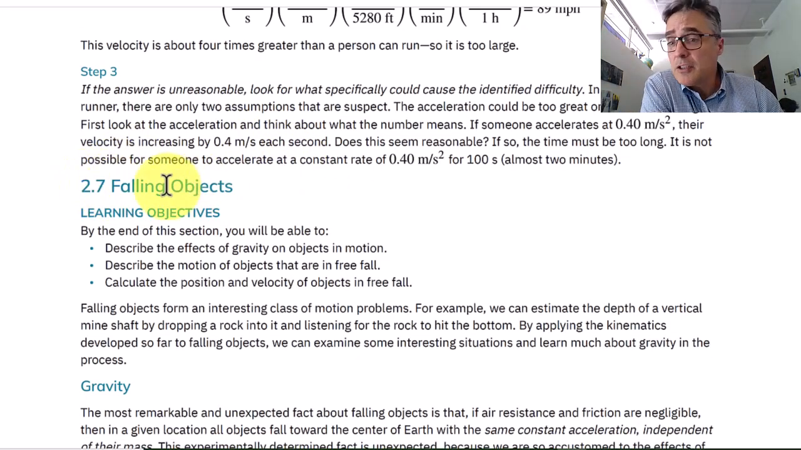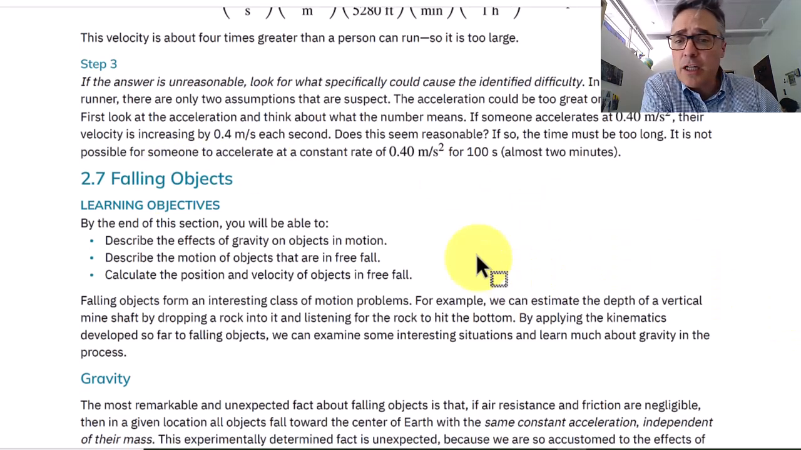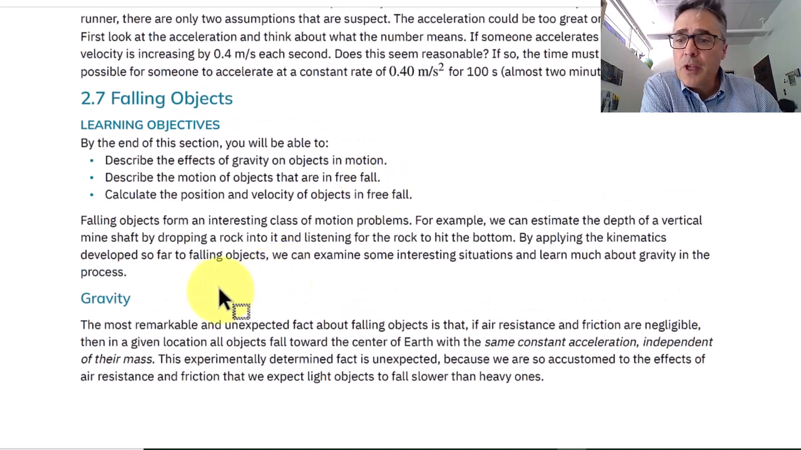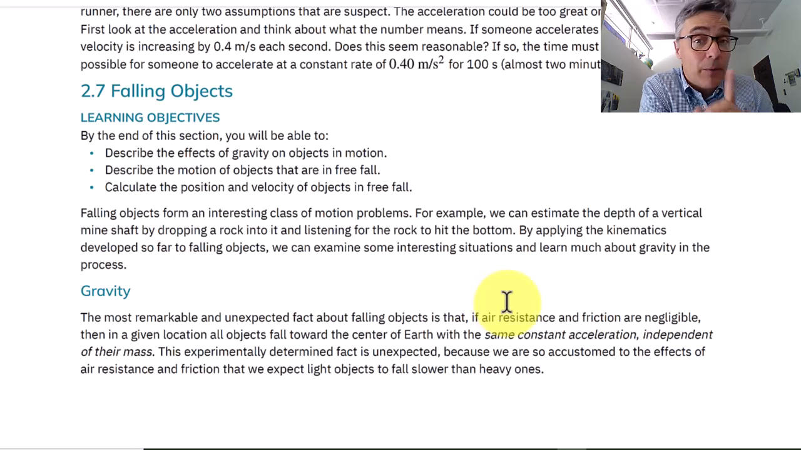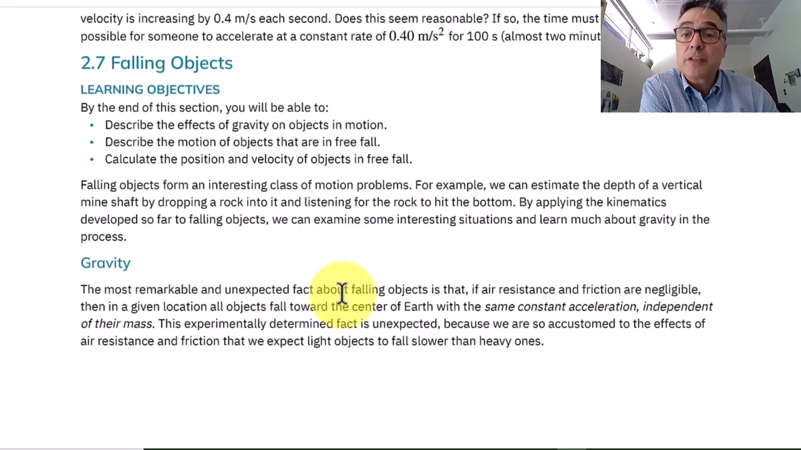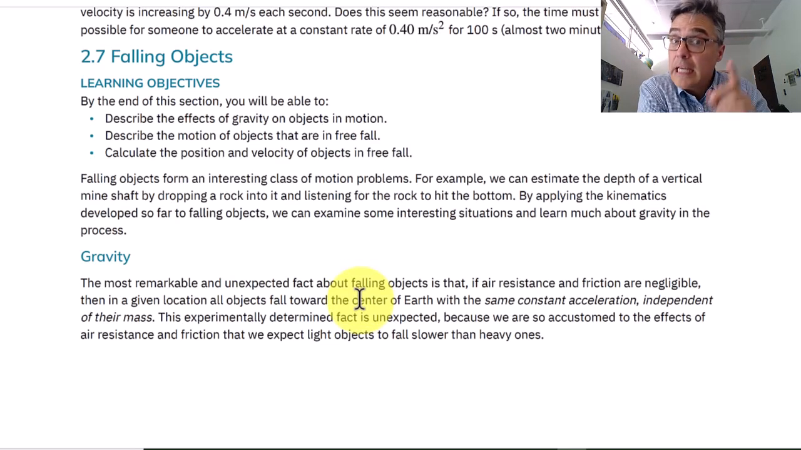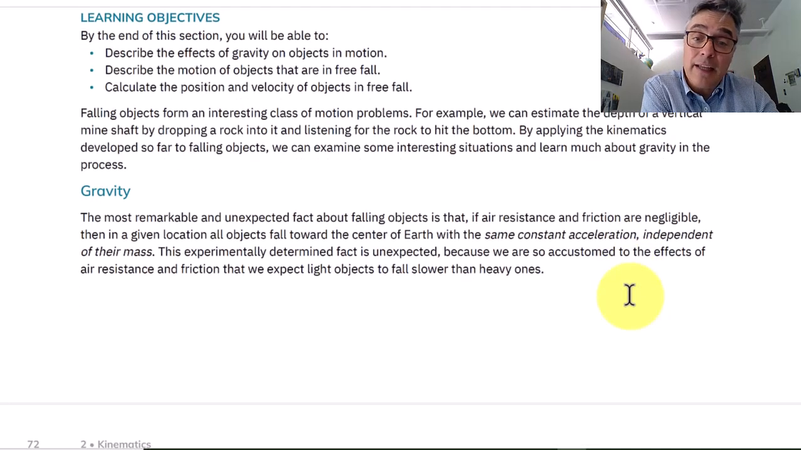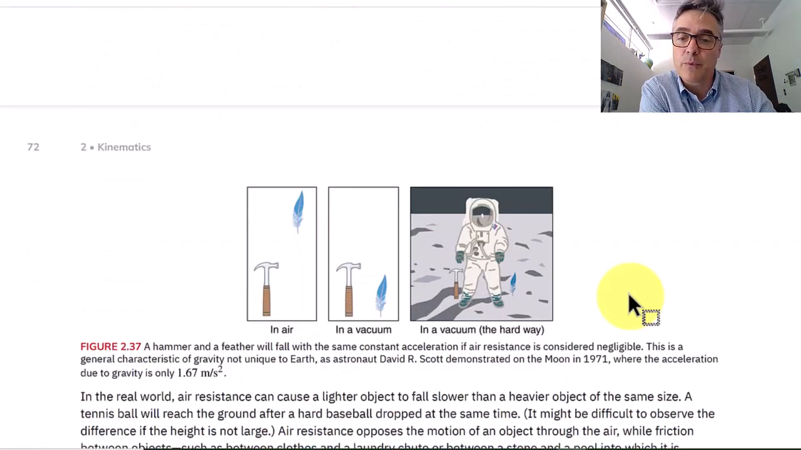So this is section 2.7 on page 89 of your PDF, or 71 in the paper version. And this is about gravity. The most remarkable and unexpected fact about falling objects is that if air resistance and friction are negligible, then all objects fall towards the center of the Earth with the same constant acceleration, independent of their mass. This experimentally determined fact is unexpected because we are so accustomed to the effects of air resistance and friction that we expect lighter objects to fall slower than heavier ones.